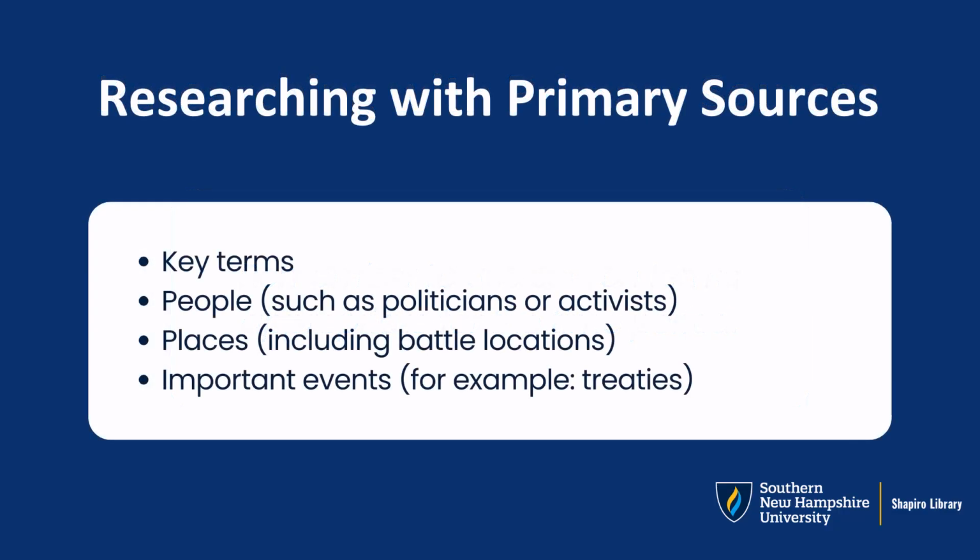To find primary source articles about historic events, it's best to do background research using an encyclopedic resource. You'll want to look for key terms, people, places, and events. These could be important battles, treaties, politicians, or activists involved in a particular event.